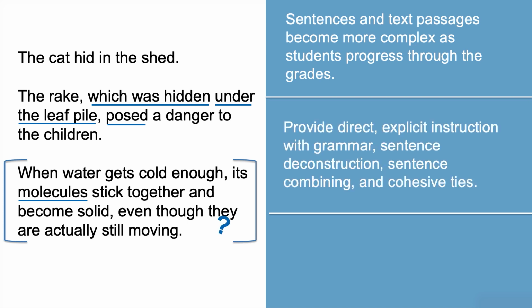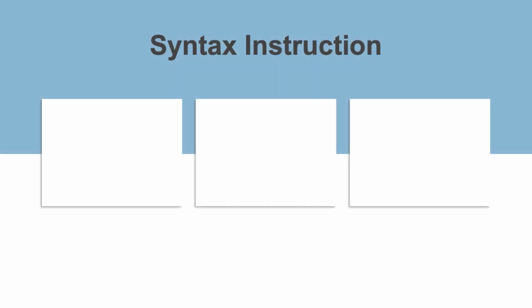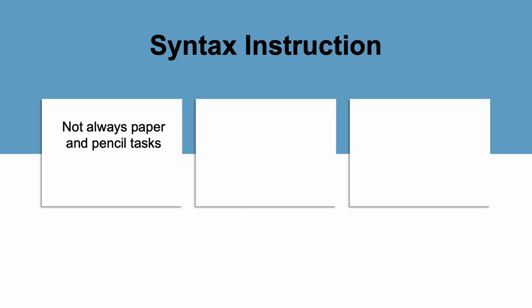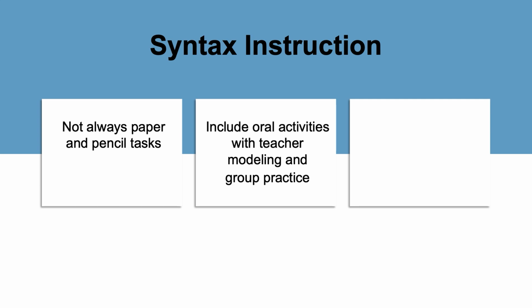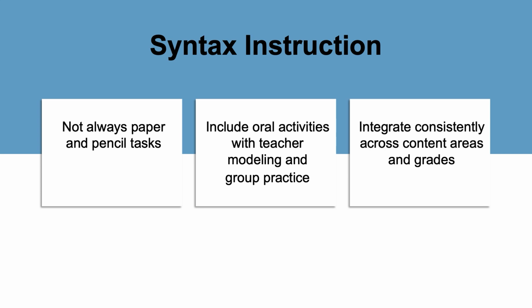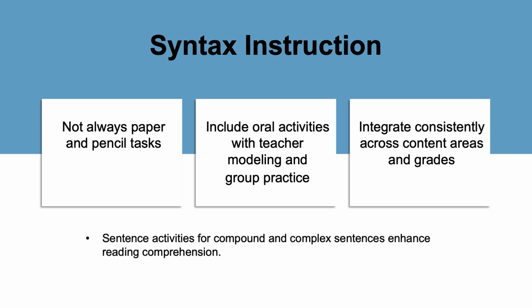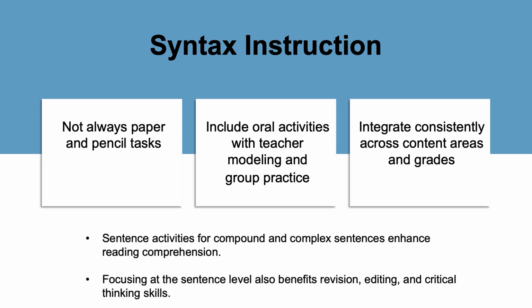We need to provide direct, explicit instruction in those elements of grammar that support reading comprehension and clarity with written expression. They are reciprocating skills. Syntax instruction applies to both oral and written language, so it's not just a paper and pencil assignment. In the earliest grades and for early stage readers, sentence-level instruction should be given as oral instruction with sufficient teacher modeling and group practice before independent application. Sentence-level comprehension instruction will be more effective when it's integrated across content areas and grades and not just isolated as a part of the ELA block. This instructional time is well spent and benefits reading comprehension, writing, and critical thinking.